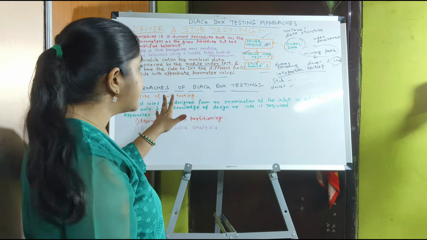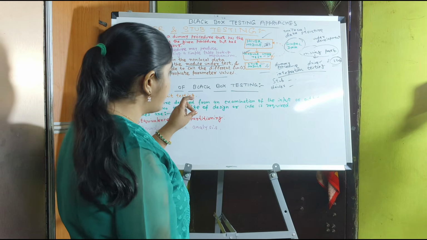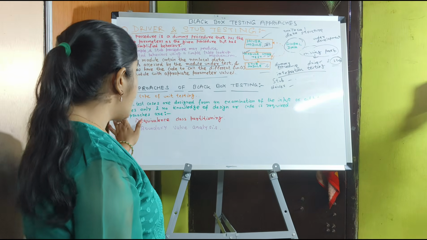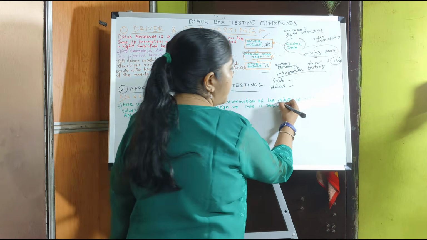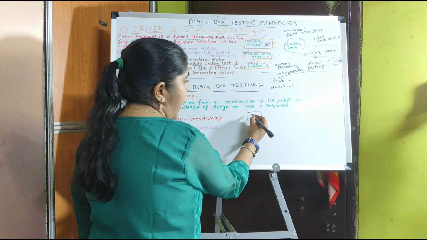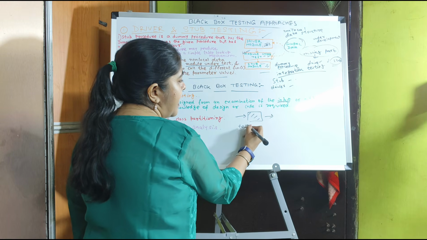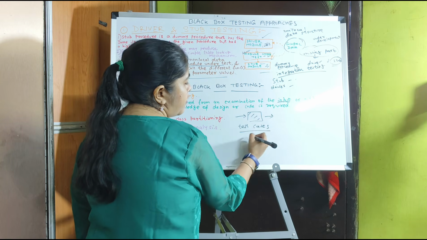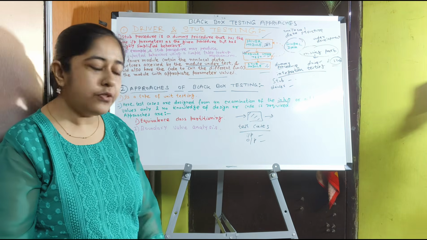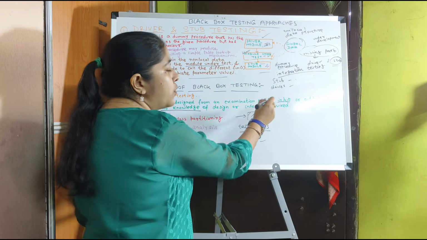And what is happening in black box testing? Test cases are designed from an examination of the input or output values only. I have told you that this is my black box and we can just give an input and get an output. So these test cases are based on input and output data. You can check with the help of input or output, and no knowledge of design or code is required.